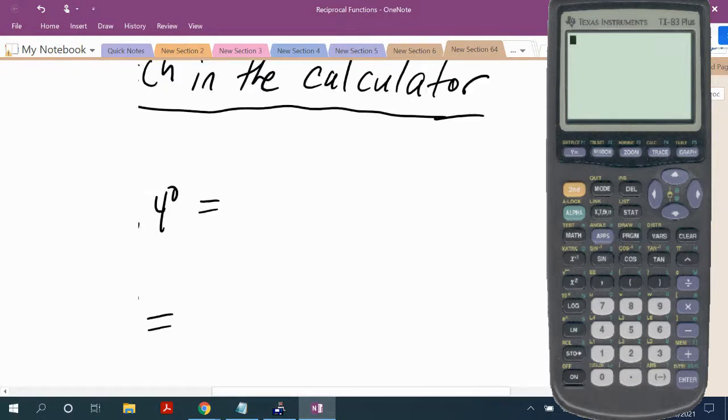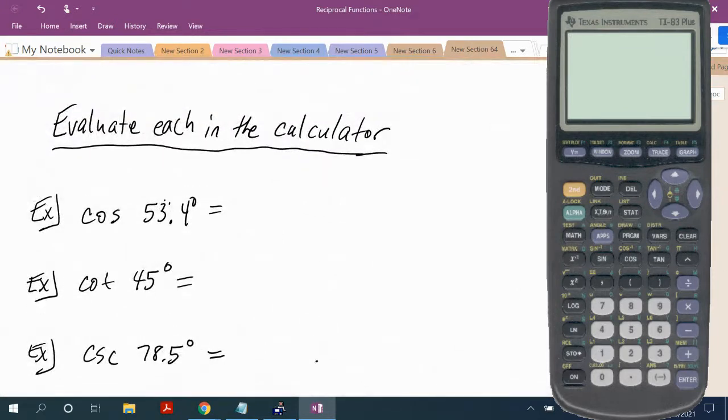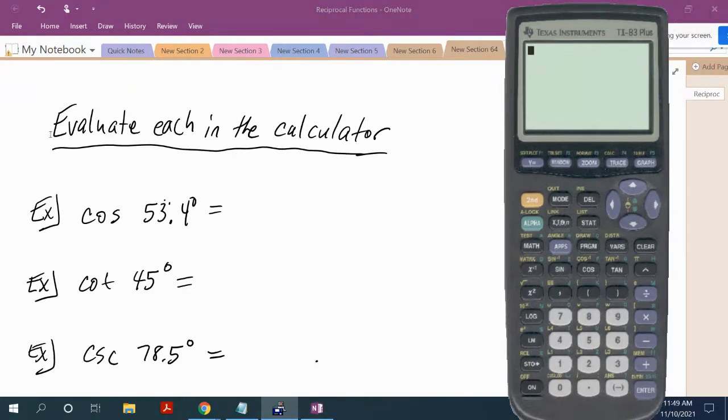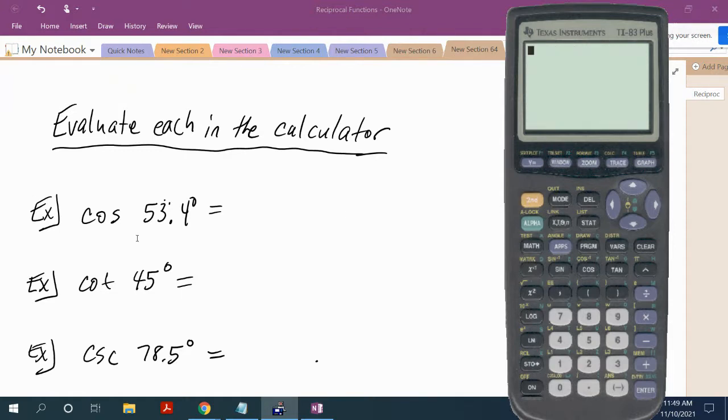All right, so we want to evaluate each one of these by using a calculator. The first thing I'm going to do is turn on the calculator, and we're only using degree measures in this course, so you want to make sure whichever calculator you're using is in degree mode. All right, I'm in degree mode, so my calculator is all straight. I'm going to put in the cosine of 53.4. No need to put in degree because we're in degree mode. And we get 0.596.